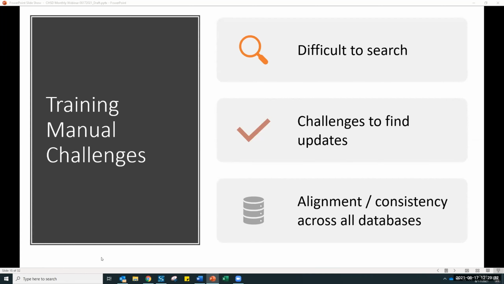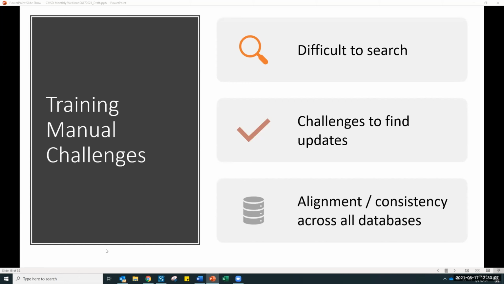We get anywhere from 10 to 30 questions per month, and we update the training manual with all of those. I know what it's like to get in there the next month and go, oh my goodness, I never saw this from 6 months ago. It's difficult to search if new questions have been asked about a topic you're looking for. There are challenges to find any of the updates, and sometimes you find them serendipitously later, which has happened to me as well. And of course, we don't have any alignment or consistency with the other databases, the adult thoracic and adult cardiac databases.